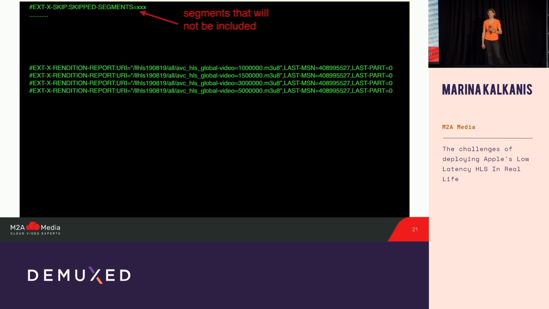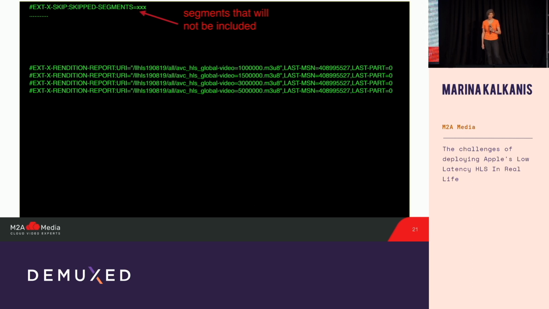So the skip parameter now, the skip tag in the playlist becomes really important. And that tells the client what's not going to be in the playlist. And basically, now the playlist only has to contain those very last segments. So it's only really telling the client what's happening near the live edge.